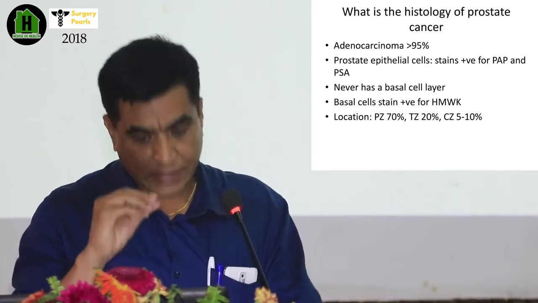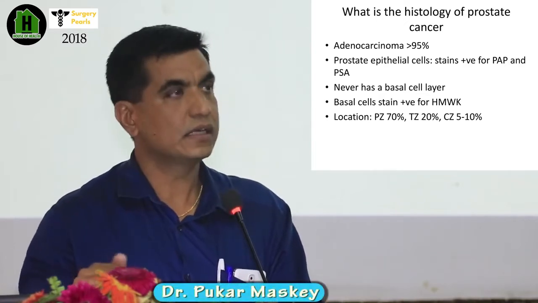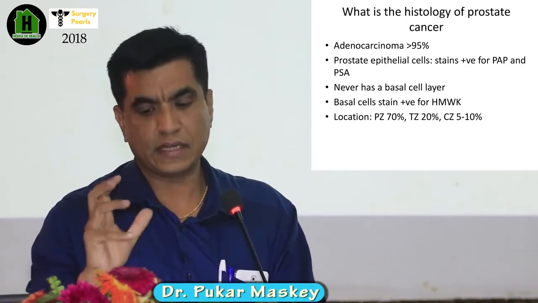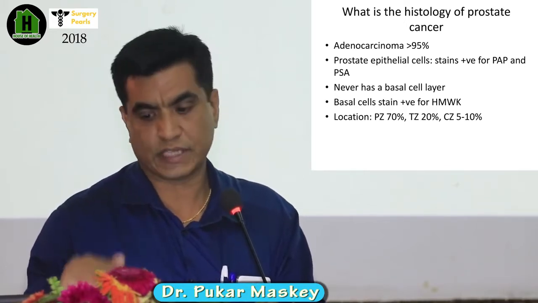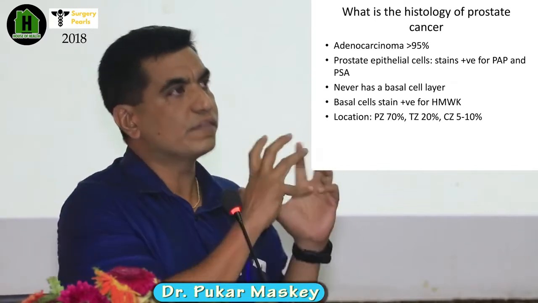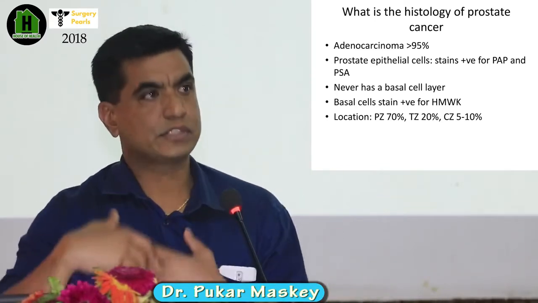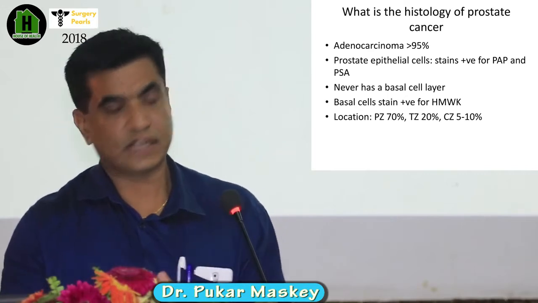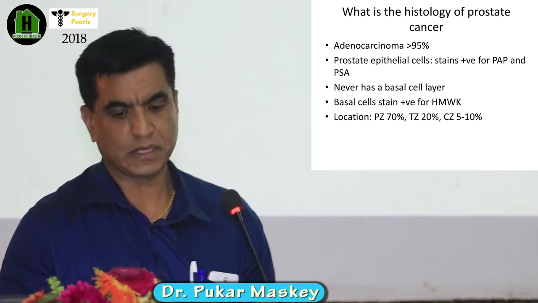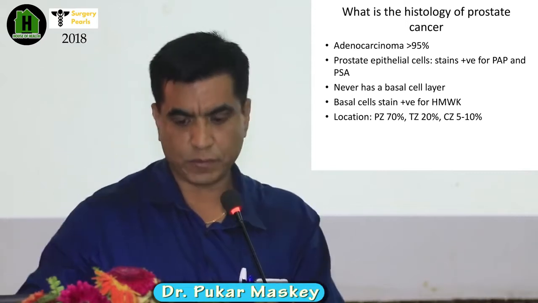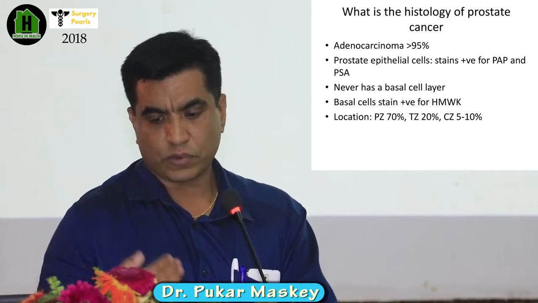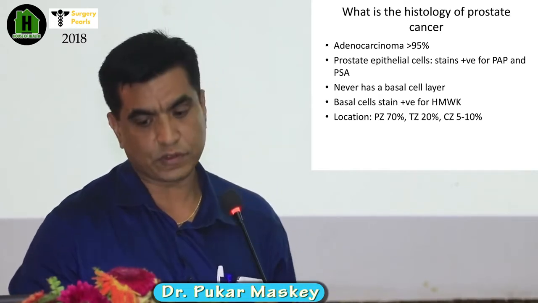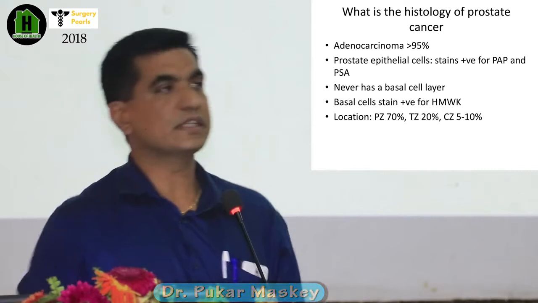Prostate cancer never has a basal cell layer, whereas a normal prostate gland has a basal cell layer, and the basal cells stain positive for high molecular weight keratin, which is why when there is confusion between whether it is a prostate cancer or a normal gland, we can stain for high molecular weight keratin. Just good to know information. And we all know from our basic MS that most of the adenocarcinoma prostate arises from the peripheral zone. Only a minor percentage arises from the periurethral transitional zone and from the central zone.